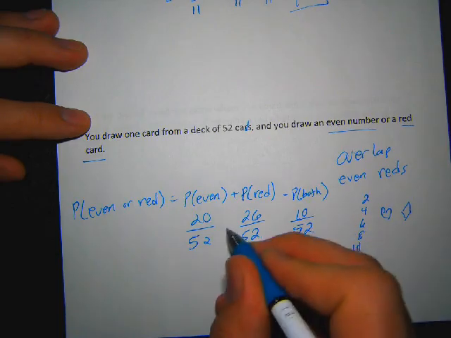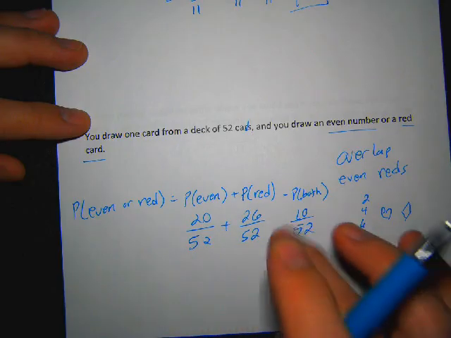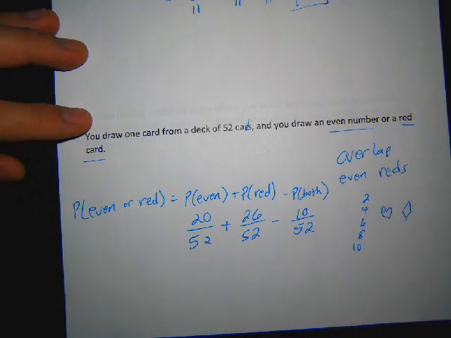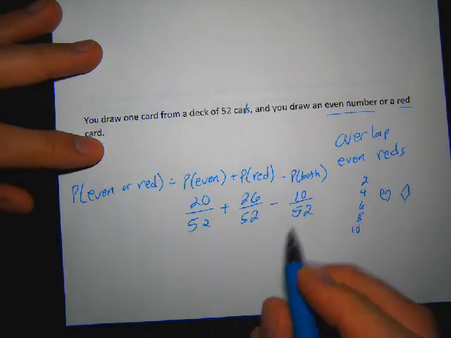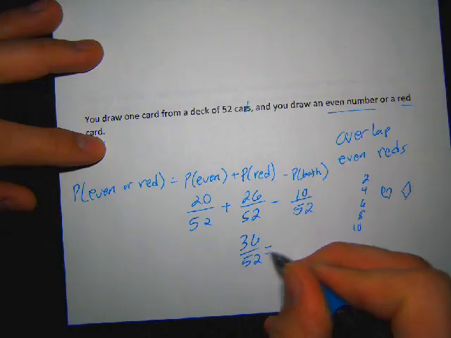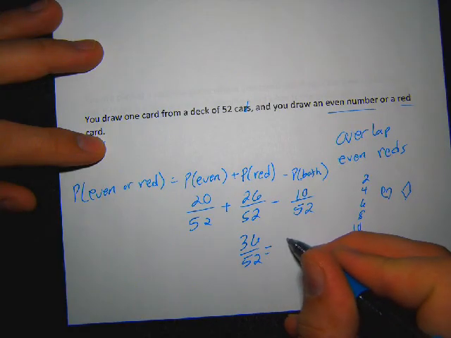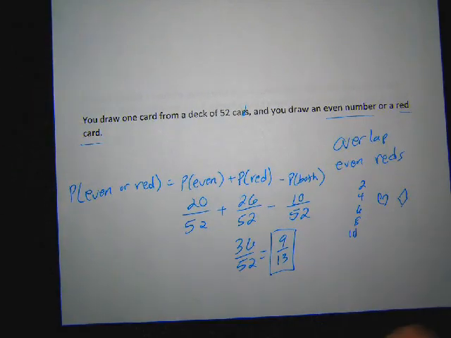So again, we're going to add together the probability of getting red and getting even, and then we're going to subtract the probability of getting something that's in both sets. So you get 46 minus 10, I get 36 over 52. It does simplify, you can divide by 4, and you get 9 out of 13. And that's the answer. 9 out of 13. You need to simplify this.